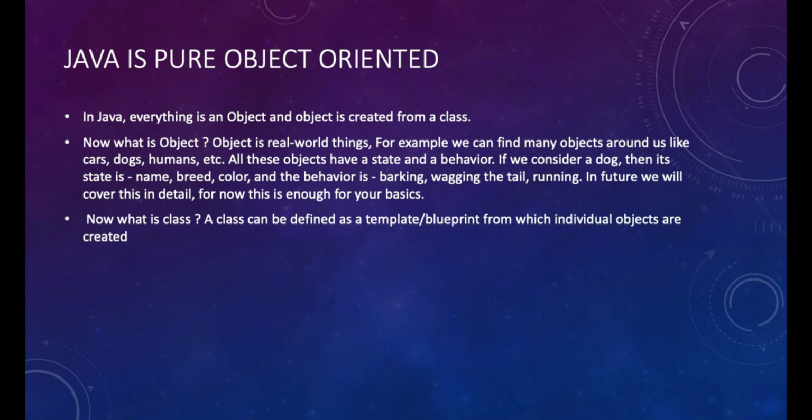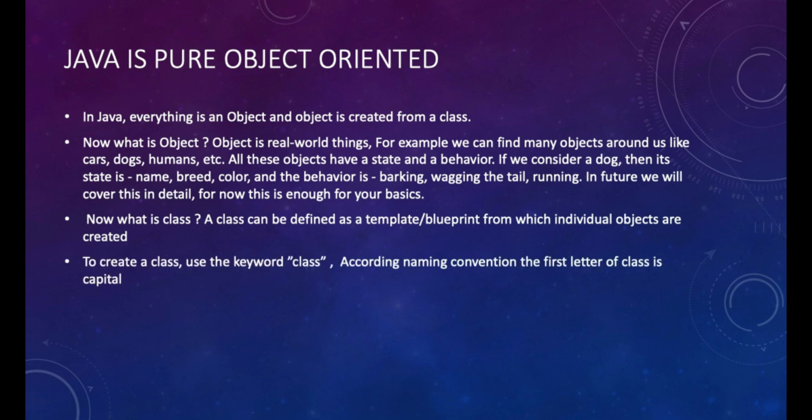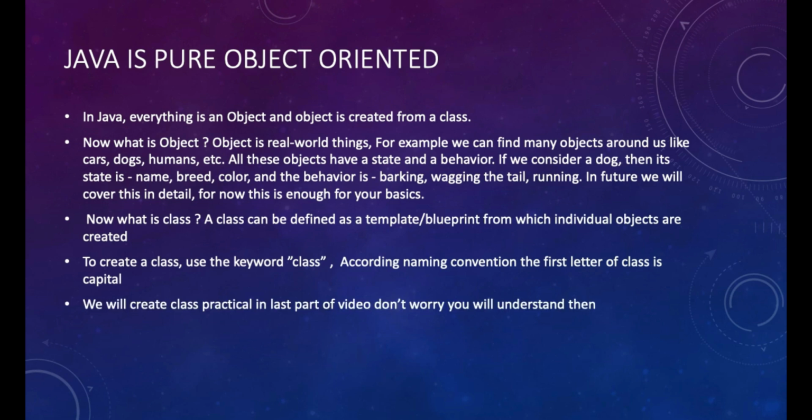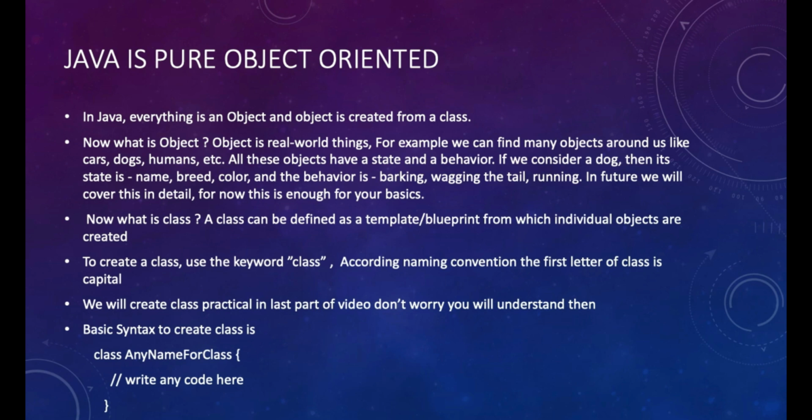Now what is a class? A class can be defined as a template and blueprint from which individual objects are created. To create a class, we use the keyword called class. According to naming convention, the first letter of a class is capital. We will create a class practically in the last part of the video, so don't worry, you will understand better then. Now what is the basic syntax to create a class? You have to write the keyword class, then any name for the class, then braces, and inside the braces you write any desired code.